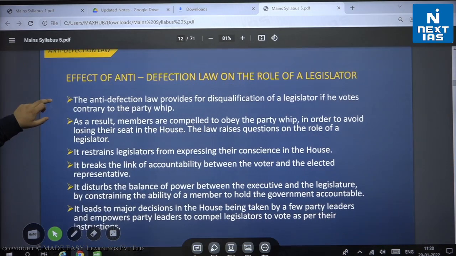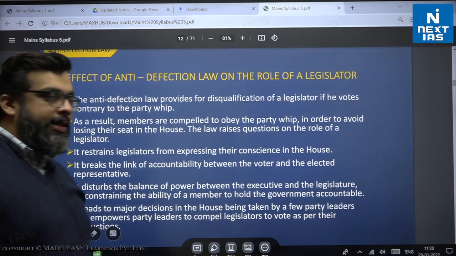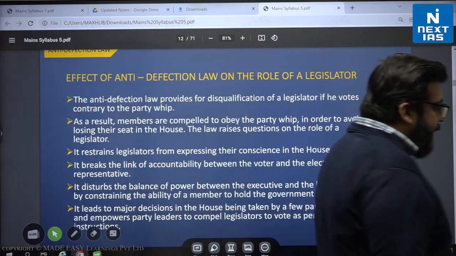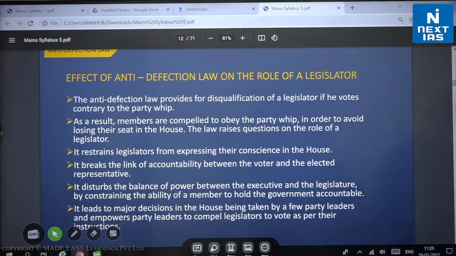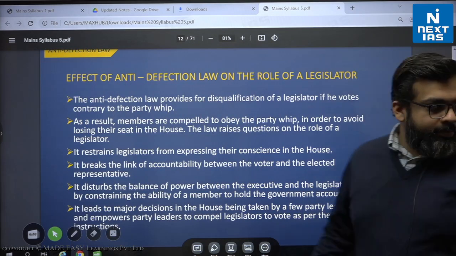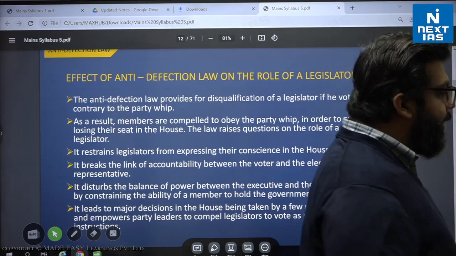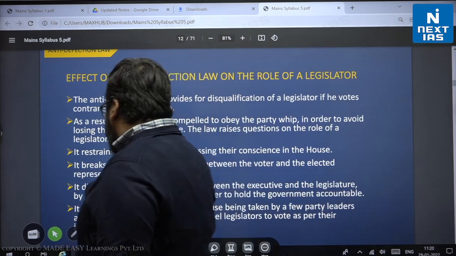Effect of this on the role of a legislator. As an MP or an MLA क्या फ़र्क पड़ता है? ये as it is means में रट के जाएंगे और कुछ नहीं करेंगे, ठीक है? As it is means में रट के जाएंगे. Now let's start.